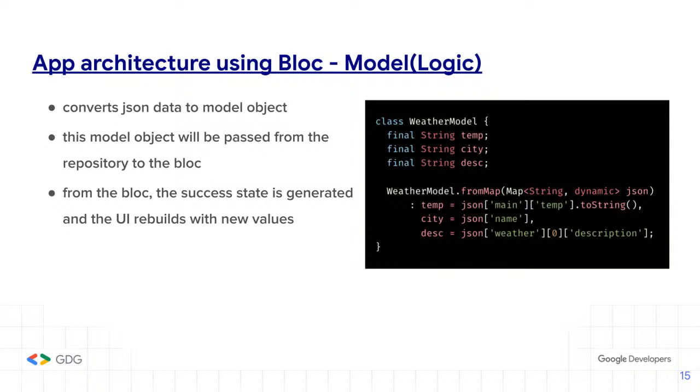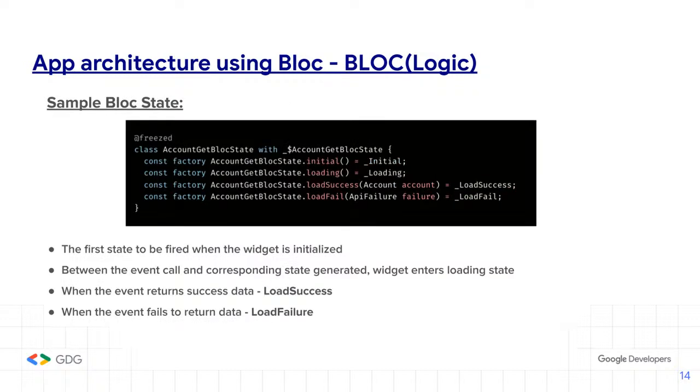Like here it's a weather model object, and this weather model object is going to go back to the bloc, and it will be sent to the UI in the form of a state, like how we had here, load success. So if you see, this account is the model that was actually generated in the model class, and that is the one that will be used in the UI.